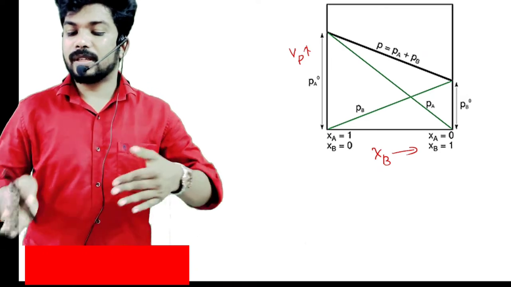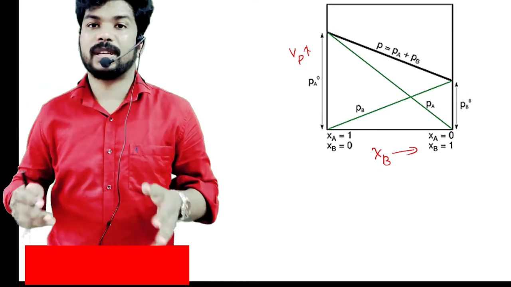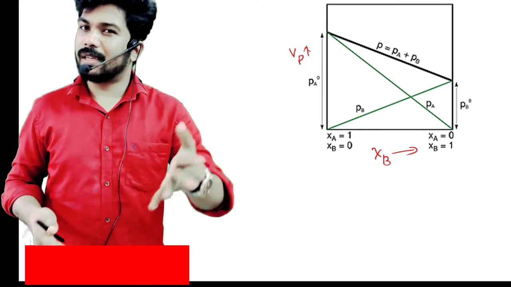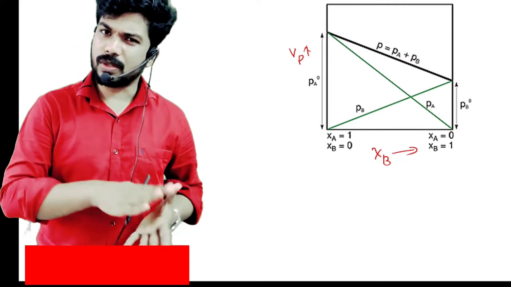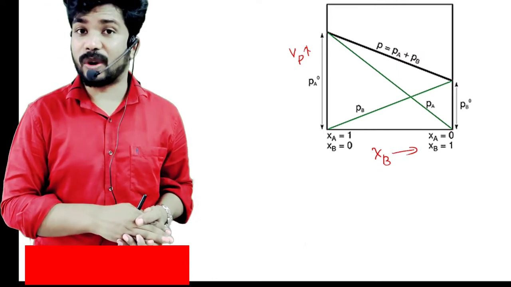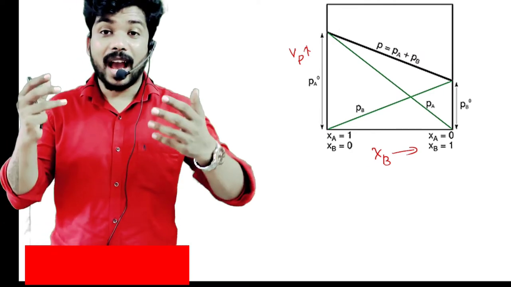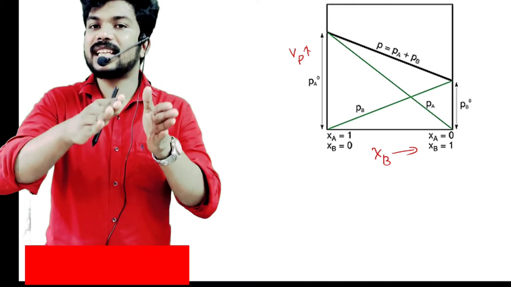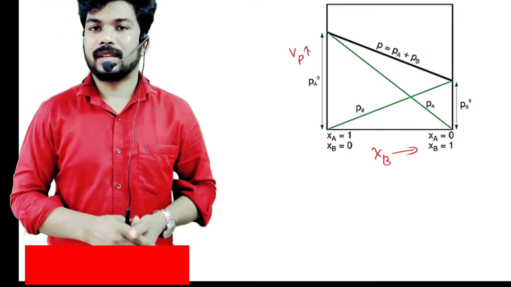And in the case of solvent, on the left hand side, chi A is equal to 1, because it is maximum. When chi A is equal to 1, the partial vapor pressure of the solvent will also be high. That is, P0A will also be a high value. So P0A will decrease from left to right. And that is illustrated in this graph.